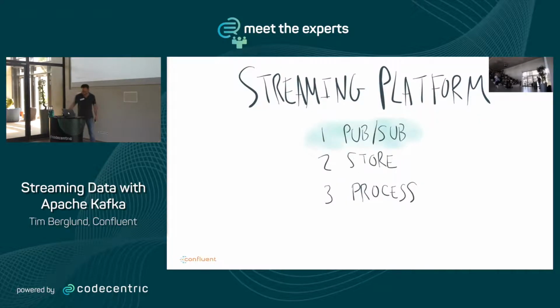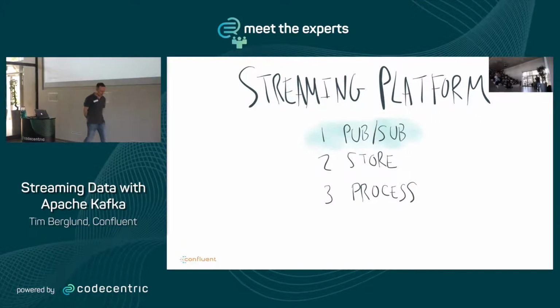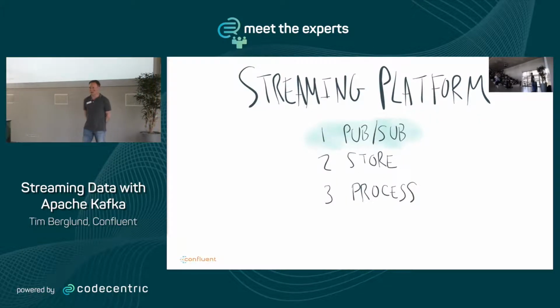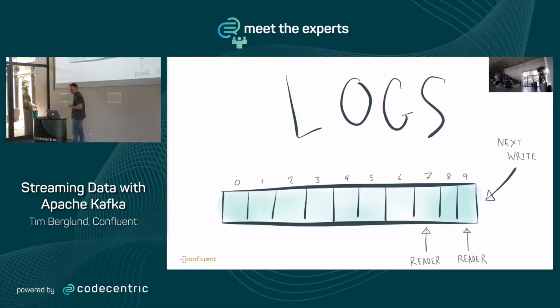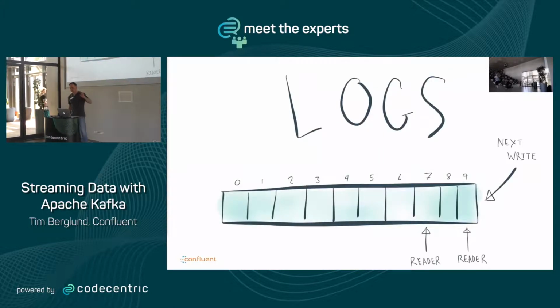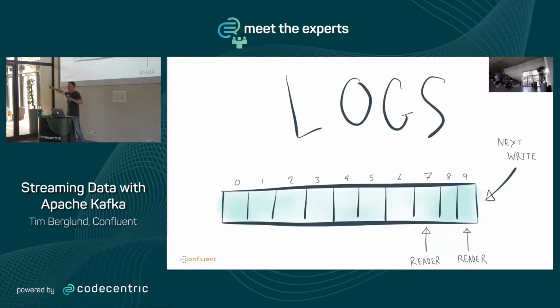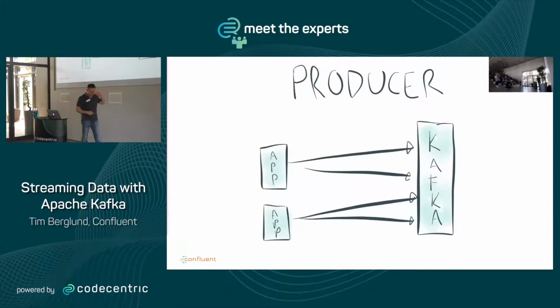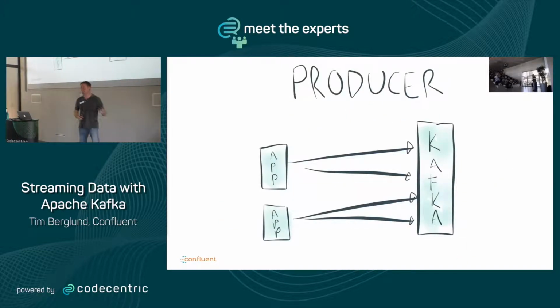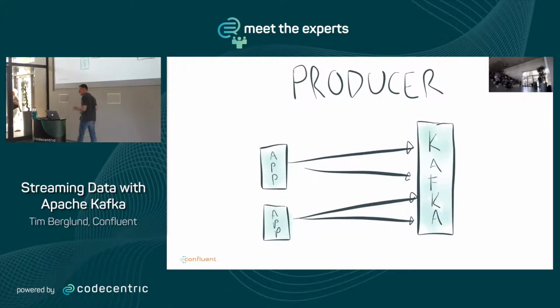We need PubSub, we need storage, and we need processing. Let me tell you how the Kafka and Confluent platform deliver on those things, why you need them, and what they're all about. Now, logs, we talked about logs, you get the idea. You put stuff on the end, and in Kafka you have other readers that can be consuming at other places in the log. We talked about the producer. In fact, multiple producers can be producing to one topic.